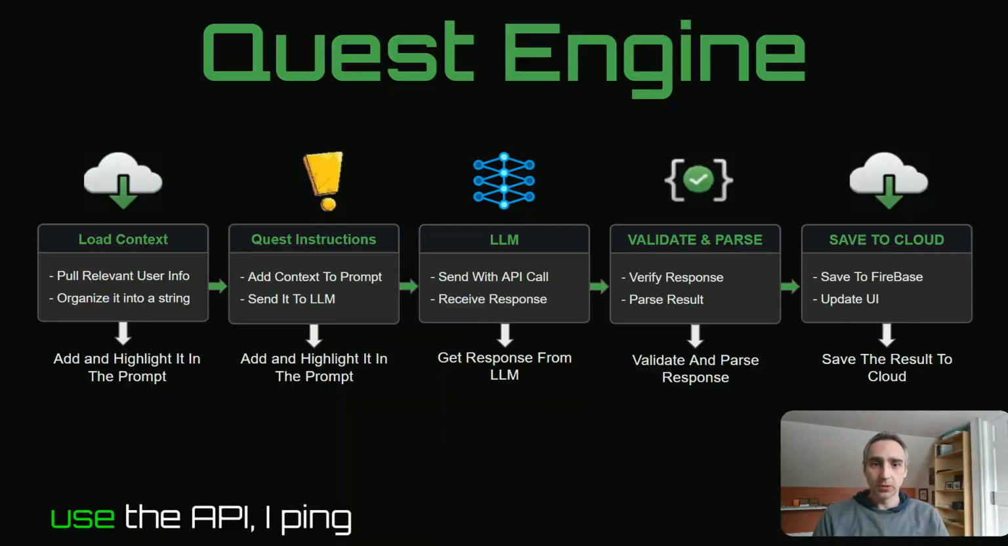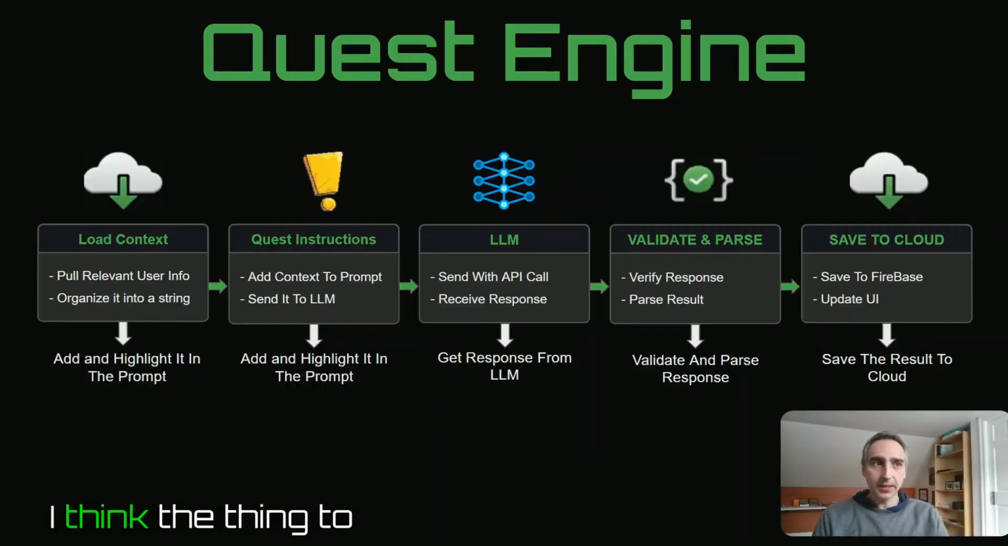So I go ahead and use the API. I ping the model. I get a response back, and I go ahead and parse that. Once everything is ready, I save that back to the cloud and update the UI. And what this allows for is a progression of quests instead of just random quests that don't make sense, which is, I think, pretty cool.